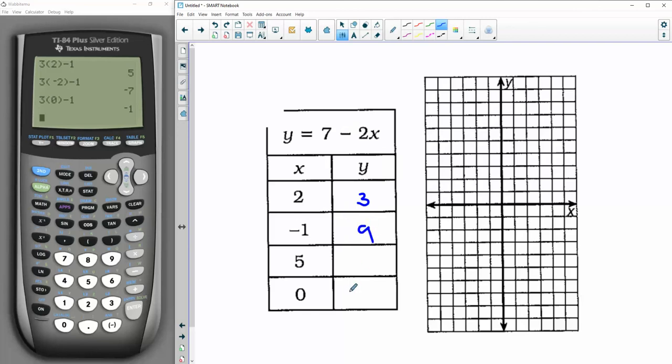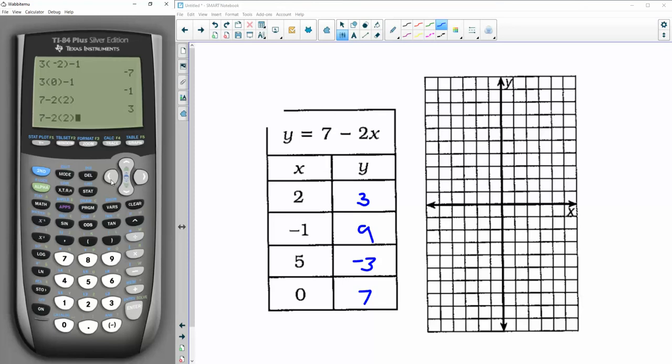This is where the calculator is going to help you out. 2 times 5 is 10, and 7 minus 10 is negative 3. And negative 2 times 0 is 0, and 7 minus that would just be 7. So again, let's use the calculator. 7 minus 2 times 2. That's our x value, and that does give me 3.